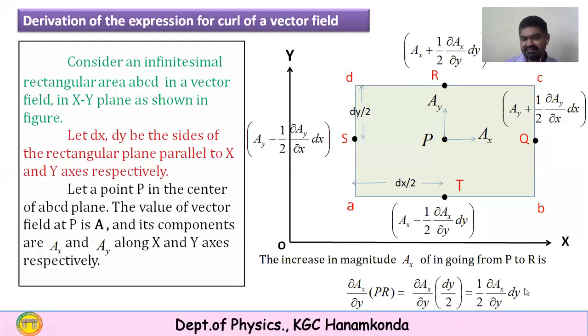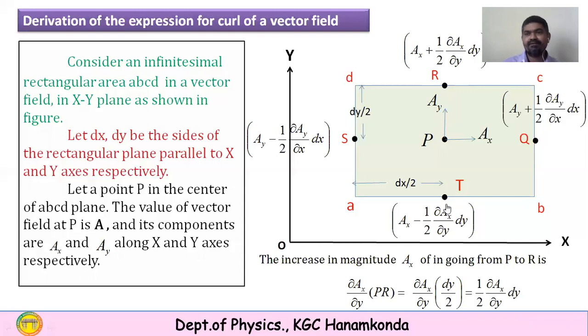Reorganizing the terms, that equals 1 by 2 into dou Ax by dou y into dy. This is the increase in magnitude of Ax when going from P to R. For example, now I am coming down from P to T.